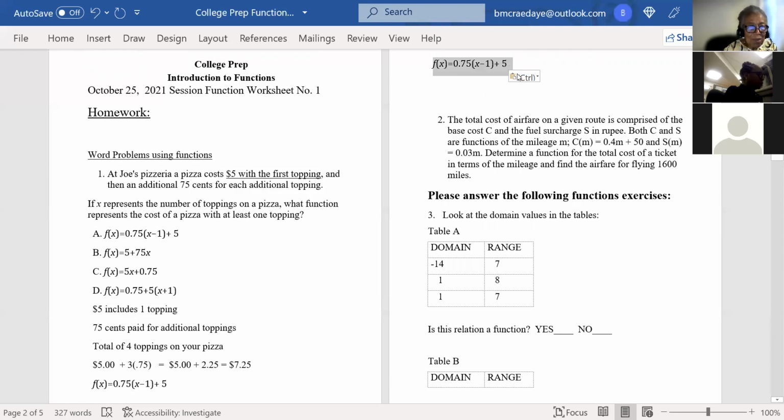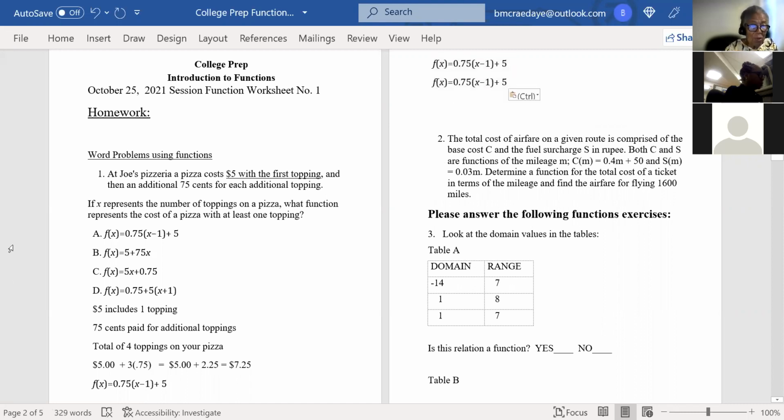Okay, so you take that, you have 4 toppings, right? So let's just copy that and put in our 4. That means you take your 4 and put it for the X, because that's the total number of toppings I said you had. And 4 minus 1 is 3, and 3 times the 75 is 225, and you add it to the 5 and you get the 7.25.